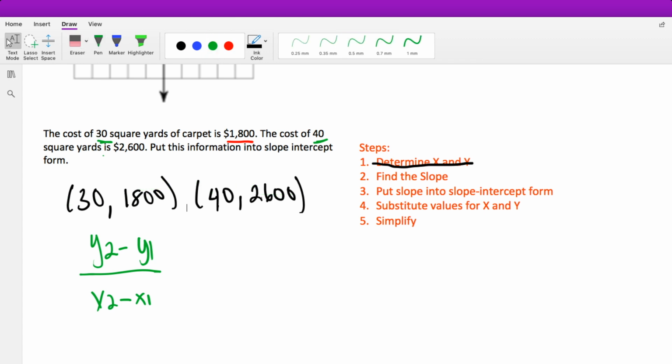So how do we do this? Let's make this our x1 and this is our y1. This is going to be our x2 and this is going to be our y2. Now all we have to do is simply apply this little formula.